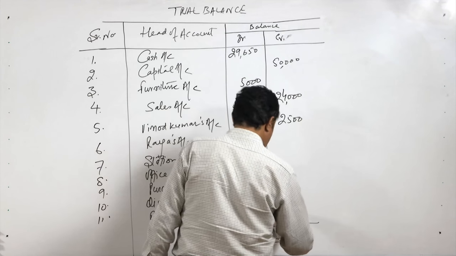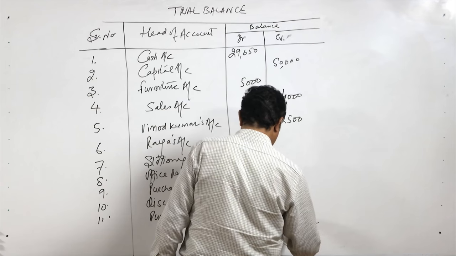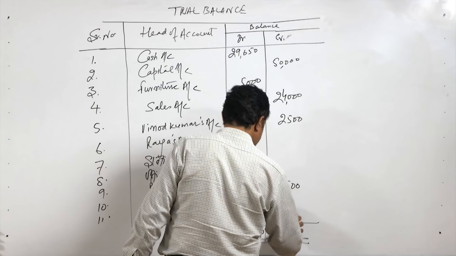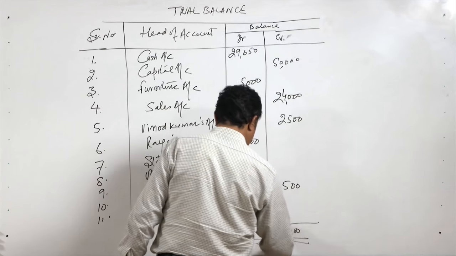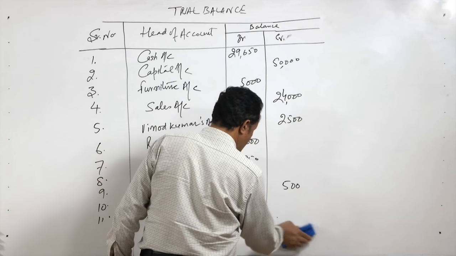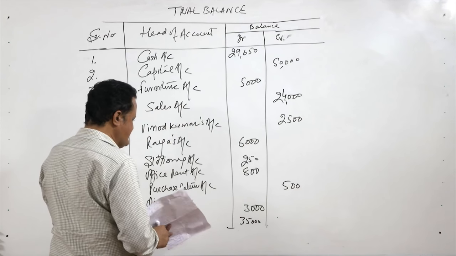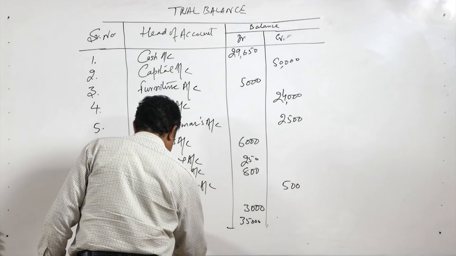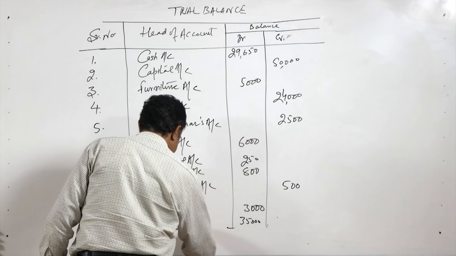So this balance of 2700 rupees, what we will do is extend this statement and make one more. So this way we will extend this account. And when we extend this account, you will put one item here which is called the suspense account.